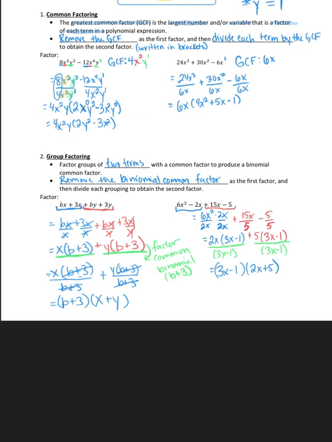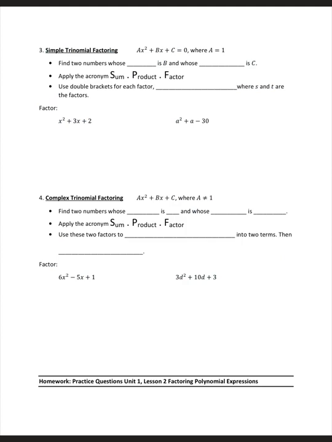So we divided both of our groupings by 3x minus 1. And when we do that, the 3x minus 1's cancel out, and so you're left with 2x. And then the 3x minus 1's cancel out, and you're left with the plus 5. Okay, we'll go to the next.